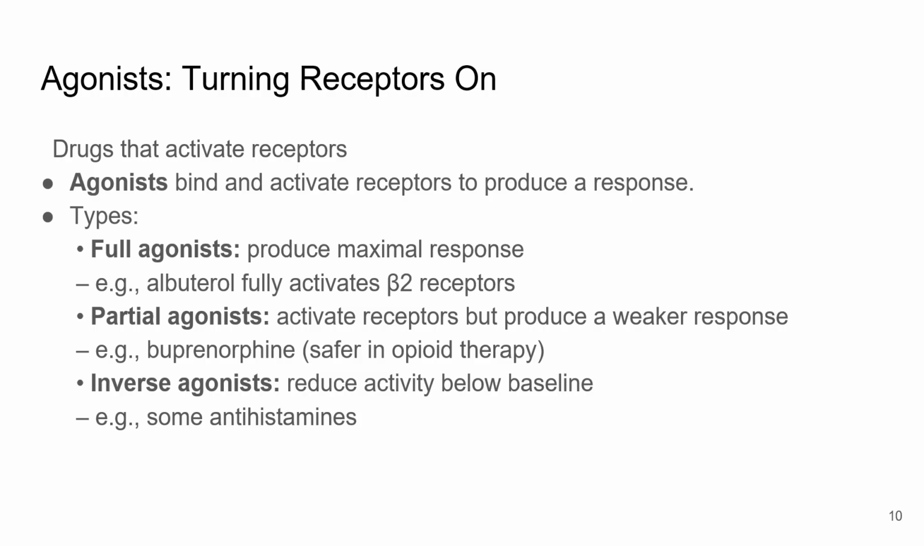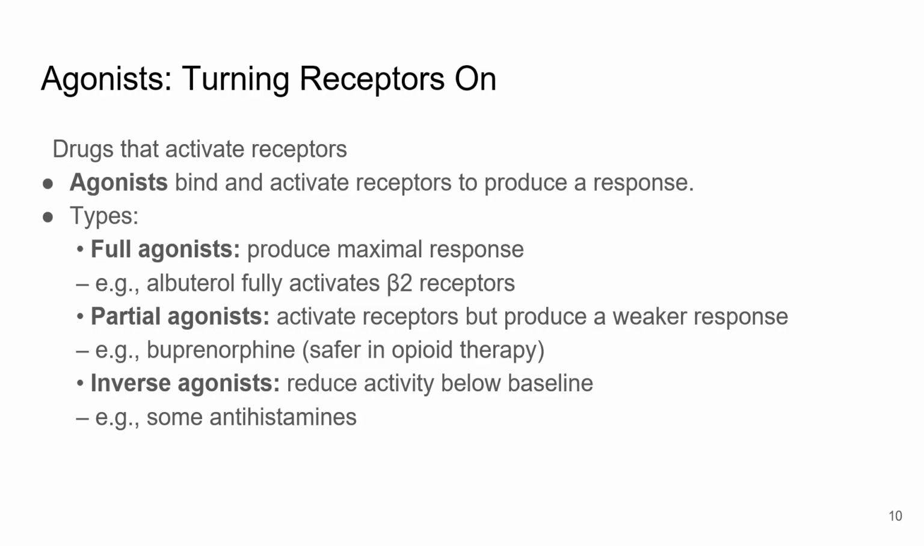Okay, so this slide introduces agonists, which are drugs that bind to receptors and activate them to produce a response. When an agonist binds, it essentially turns the receptor on, and that mimics the body's natural signaling molecules that occur in normal physiology. There are several types of these agonists.